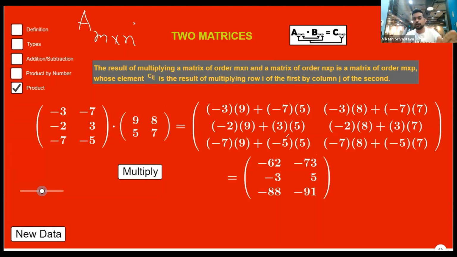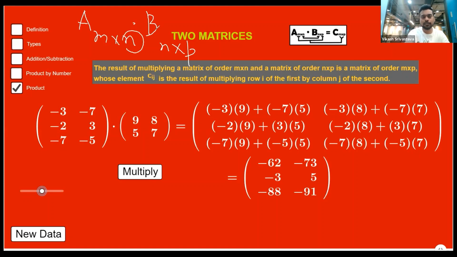Do not confuse this with a dot product, what we have discussed in vectors. Here there's no such concept of dot or cross product. We're simply multiplying them, and we'll denote them with this particular dot only. That idea is not valid here. So this is a matrix A of order m cross n, and then you have this matrix B of order n cross p.